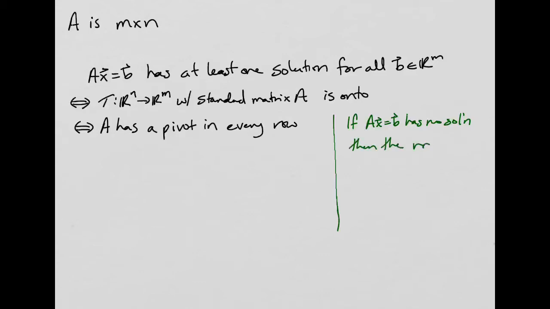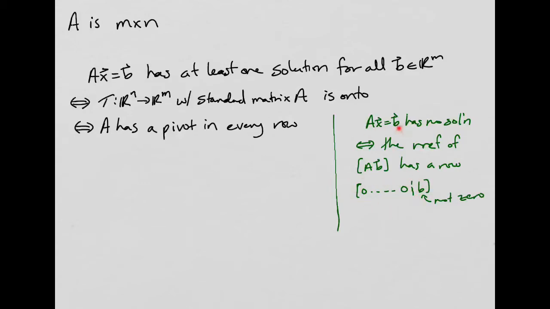So the reduced echelon form of the augmented matrix that I build when I'm trying to solve this system has a row that looks like 0, 0, 0, all zeros, and then I have something that's not 0. So this is really an if and only if statement, and maybe I should write it that way. Ax equals b has no solution if and only if the reduced echelon form has a row that looks like this.